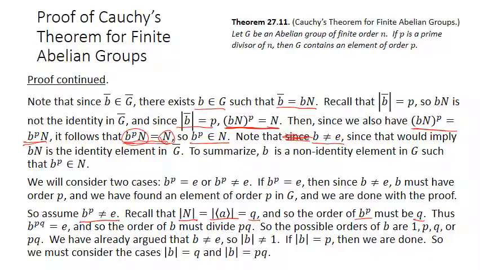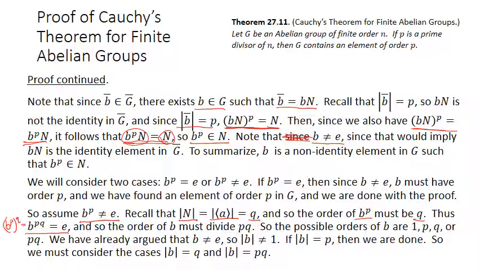Okay, so if the order of b to the p is q, that would imply that b to the pq, so this would be like b to the p to the q, like that. If you raise an element to its own order, you always get the identity. So we would get the identity from that. And so that would mean that the order of b must divide pq. Whenever you have an element and you raise it to some power and you get the identity, that means the order of that element must divide the power to which you raised it. So the possible orders of b are the following: the orders of b are either 1, p, q, or pq.